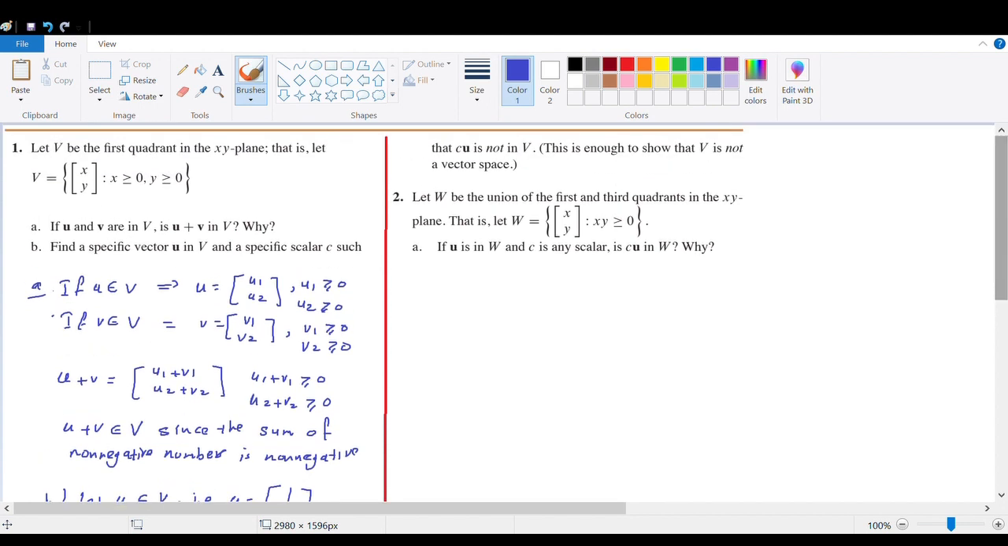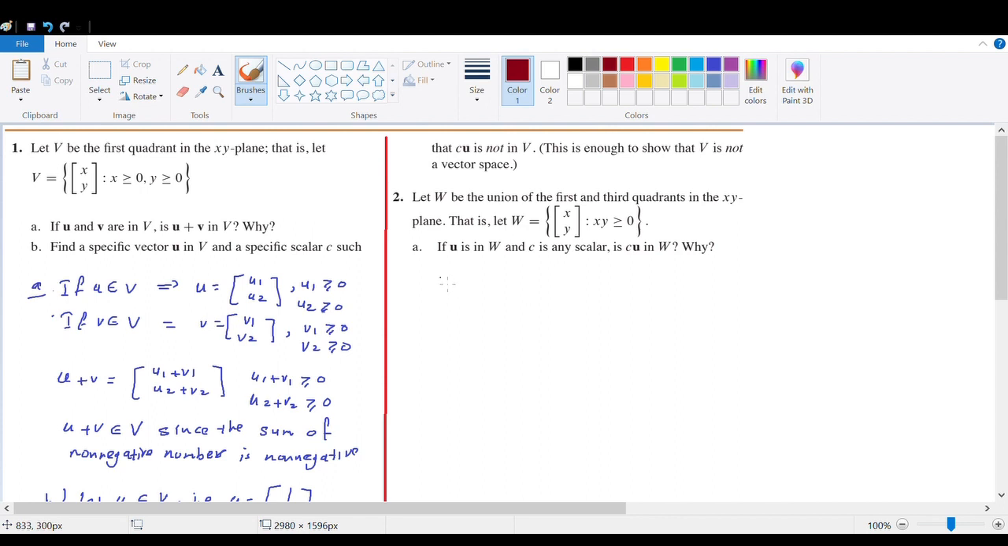So now let us see exercise number 2. For 2, let W be the union of the first and third quadrants in the xy plane. That is, let W equal (x, y) where xy is greater than or equal to 0. Then either both of them are negative or both of them are positive. So now, if u is in W and c is any scalar, is cu in W?